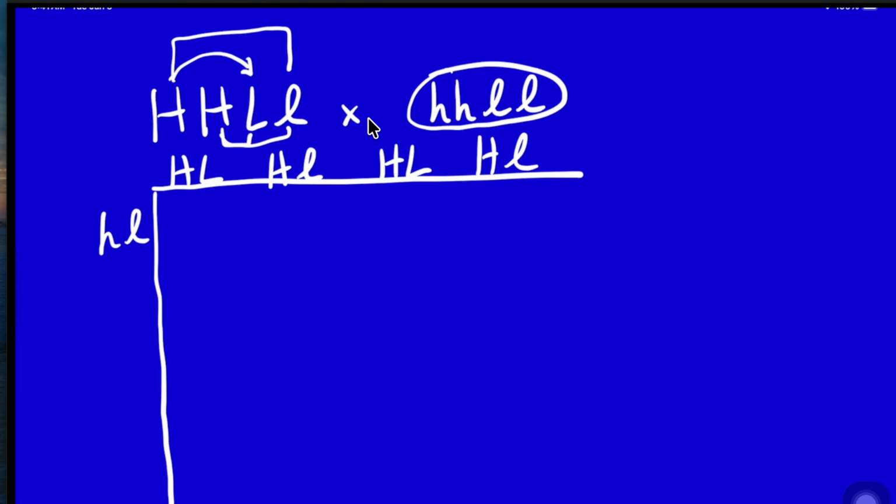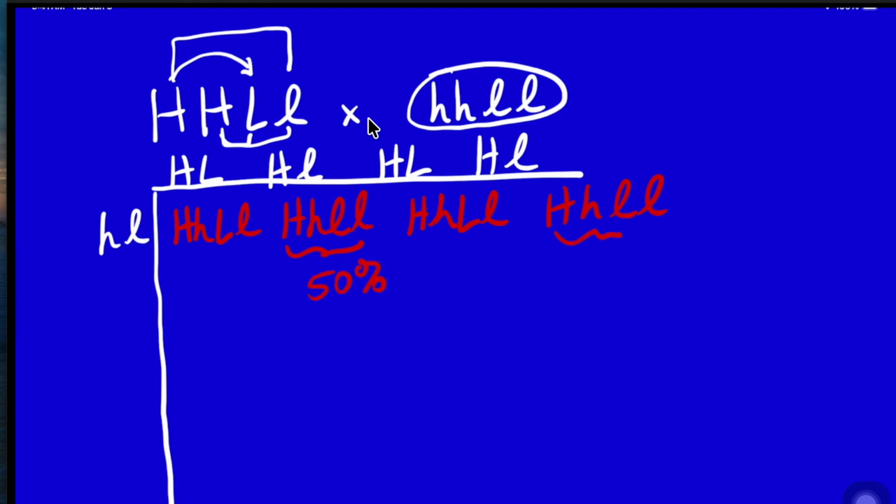So our combinations are going to be capital H, small h, capital L, small l, capital H, small h, two small l's, capital H, small h, capital L, small l, and finally capital H, small h, two l's. So it looks like 50% are going to be like this. And then the other 50% are going to be like that.